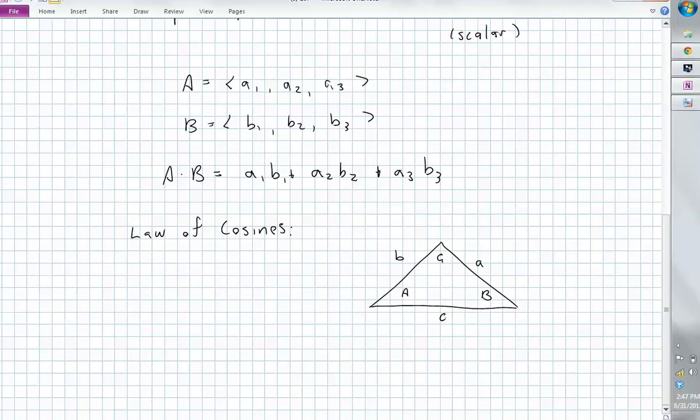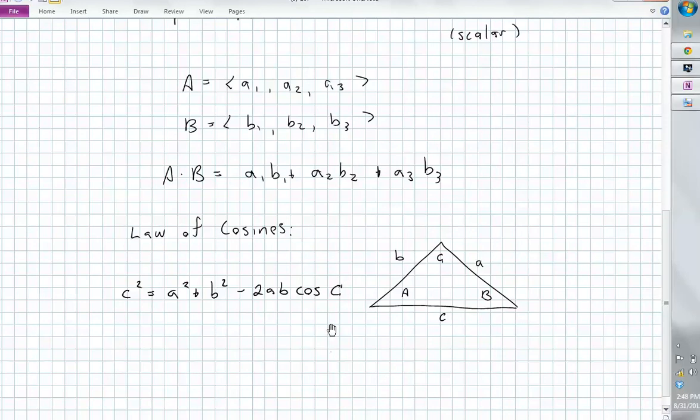Got it? Okay. With that configuration, the law of cosines says that c squared is equal to a squared plus b squared, which looks a lot like the Pythagorean theorem, minus 2ab cosine, and let me make sure I get the right angle here, C. And that doesn't need to be a right triangle, right? It does not need to be a right triangle. So this is a generalization of the Pythagorean theorem. If you make this a right triangle, then the angle C becomes pi over 2. Cosine of pi over 2 is 0, and you get c squared equals a squared plus b squared. So it's a generalization of the Pythagorean theorem.